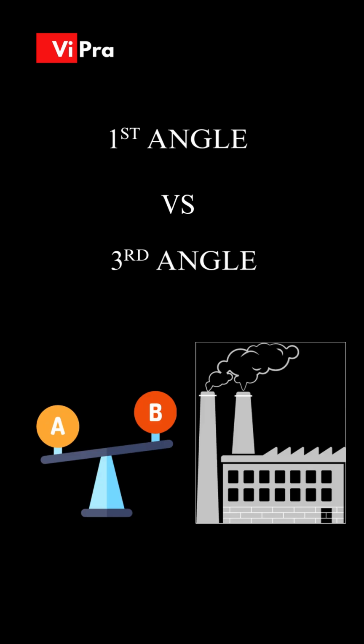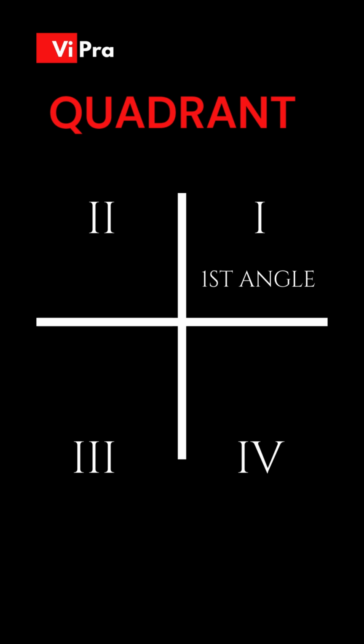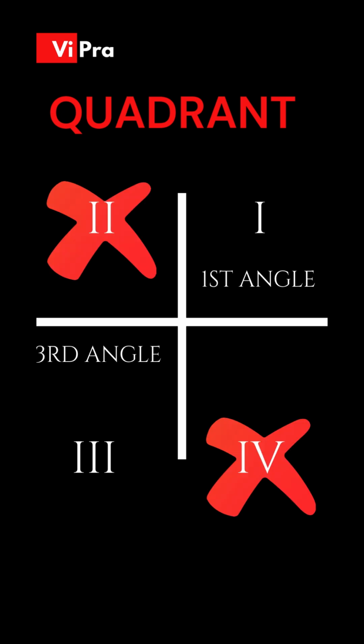Today, we will learn about first and third angle projection, its difference, and its usage in industry. The coordinate plane is divided into 4 quadrants, that are first, second, third, and fourth quadrant. In engineering drawing, these are nothing but the angle projections. First quadrant is first angle projection, second quadrant is second, third quadrant is third, and fourth quadrant is fourth angle projection. However, we never use the second and fourth angle projections. Comment if you know the reason.